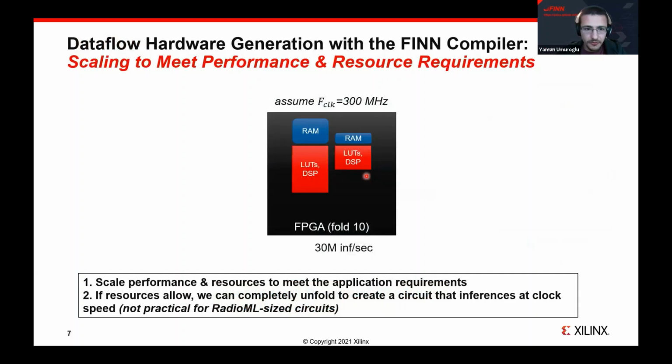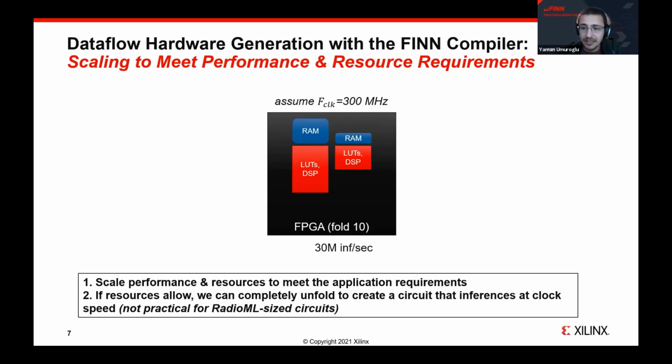And before I pass you on to Felix for all the really good numbers, a quick word about performance scaling and resource scaling. One of the differentiators we have in streaming data flow architectures on FPGAs is the ability to scale to meet performance and resource requirements. This is controlled by two key parameters, the clock frequency and what we call the folding factor, which controls the degree of parallelism and time multiplexing inside each layer. Clock frequency is proportional to performance. Folding factor is essentially inversely proportional.